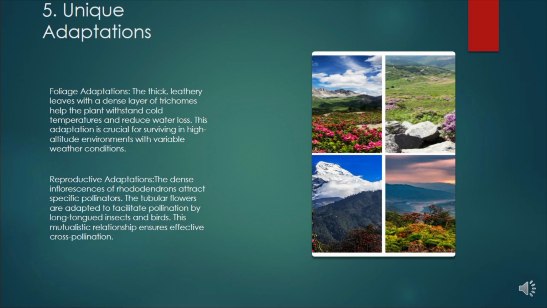Reproductive adaptations: the dense inflorescences of rhododendrons attract specific pollinators. The tubular flowers are adapted to facilitate pollination by long-tongued insects and birds. This mutualistic relationship ensures effective cross-pollination.